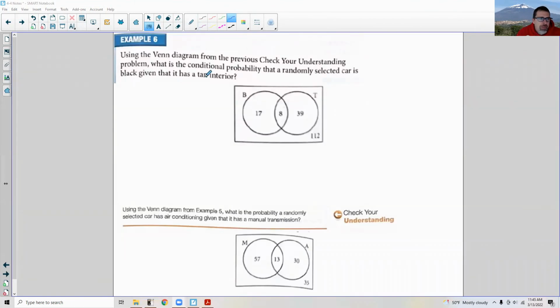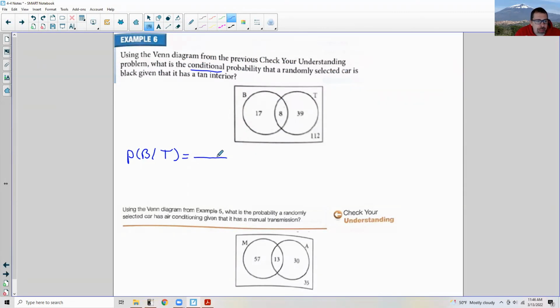All right, example 6, using the Venn diagram from the previous check your understanding problem, which I brought in right here. What is the conditional probability that, so it's conditional, we already know that it's the probability of something given something. That word conditional tells us that. Randomly selected car is black, given that it has a tan interior. So the probability of black given it's tan is.